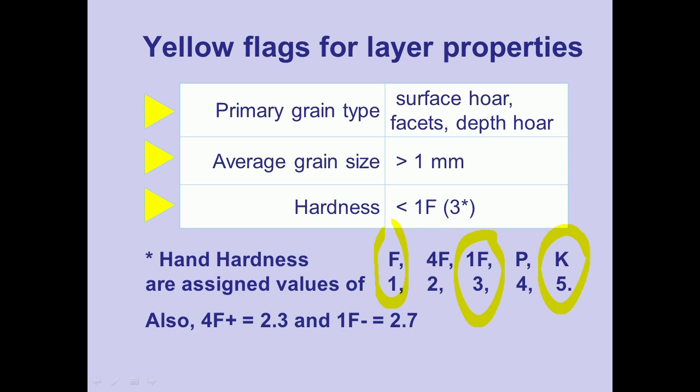Further, if the observer has assigned intermediate values, such as 4 finger plus or 1 finger minus, these are given values of 2.3 and 2.7. For more on hand hardness or other layer properties, refer to Snowpack Observation Guidelines or the 2005 paper with Schweizer.